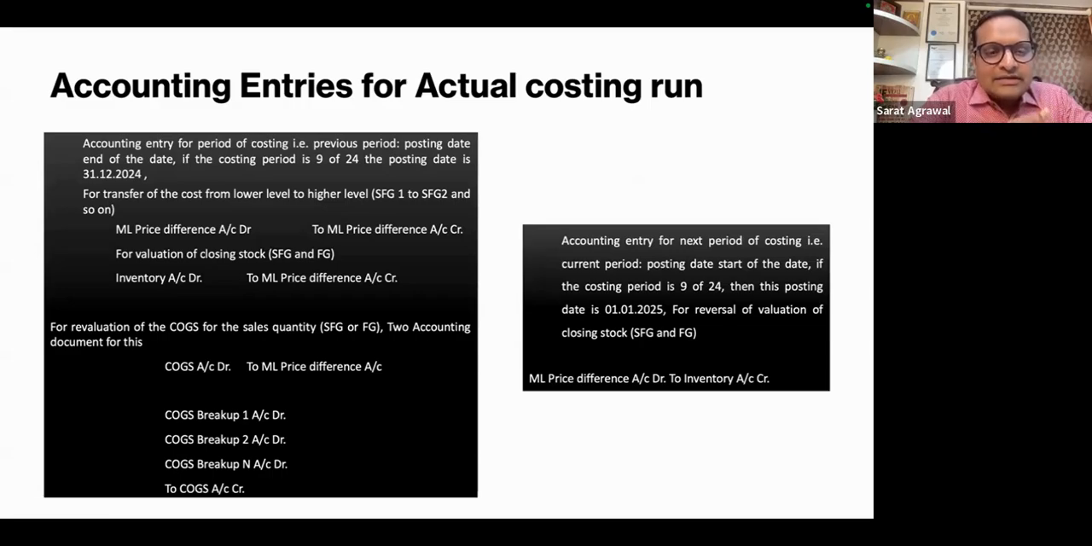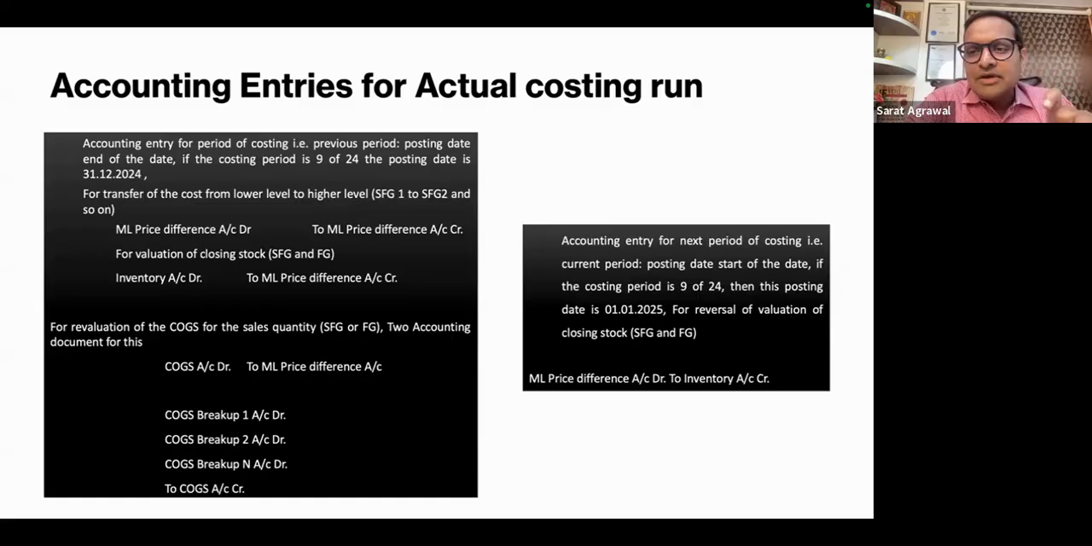The first accounting entry is ML price difference to ML price difference, to transfer the difference to the next level. For valuation of the closing stock, the accounting entry would be inventory account debit to ML price difference. And for the revaluation of cost of goods sold, the accounting entry would be cost of goods sold account debit to ML price difference. And the breakup of the costs is also there, and those are getting debited. And in account based COPA with material ledger, you can see the breakup will flow to the COPA as well as to the accounts. Now, this is getting posted in the previous month.